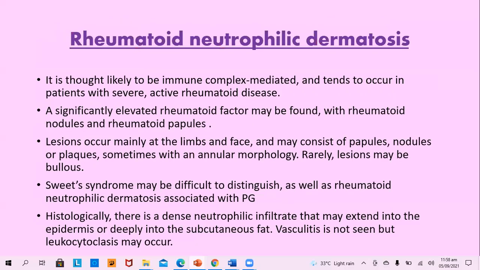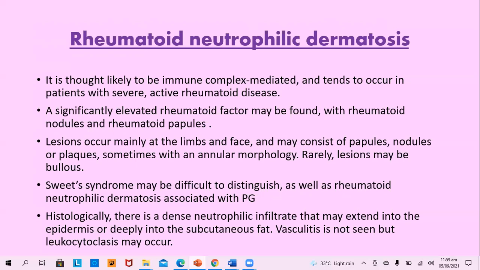Rheumatoid neutrophilic dermatosis. It is likely to be an immune complex mediated disease that tends to occur in patients with severe and active rheumatoid disease. A significantly elevated rheumatoid factor is found with rheumatoid nodules and rheumatoid papules. The lesions of rheumatoid neutrophilic dermatosis occur mainly on limb and face and consist of papules, nodules, or plaques, sometimes with annular morphology, and rarely lesions may be bullous. Sweet syndrome is difficult to distinguish, as well as rheumatoid neutrophilic dermatosis is associated with PG.